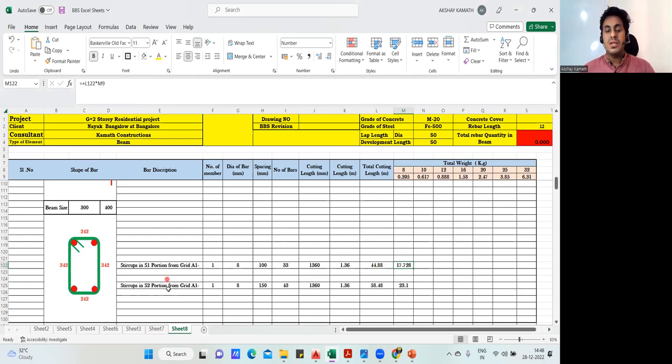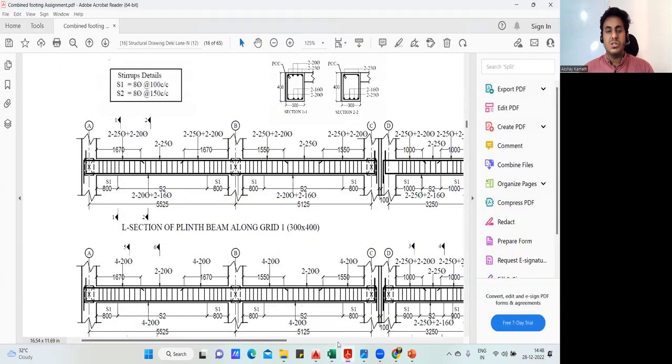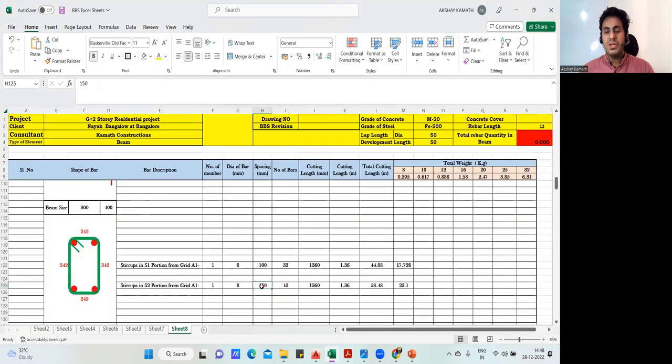Now come to the stirrup in S2 portion. Again, for S1 and S2 portion, your cutting length and everything remains the same. Nothing will change. Only the number of stirrups will change. So again, this is 1. Diameter is also 8. Spacing will change. They have mentioned spacing 150 and 8 diameter, so I've written 150 and 8 here. Okay. Now come to the number of bar. To find the number of bar is a bit tricky. Why is it tricky?